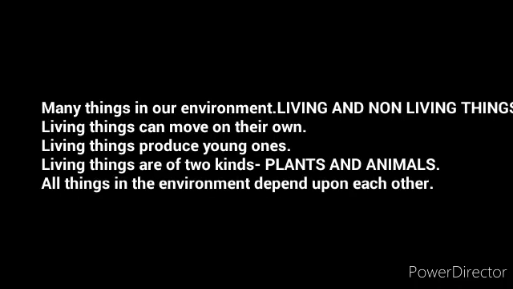Now we will see what we have learned. We have learned that there are many things in our environment. Some of them are living things and some are non-living things. Living things can move on their own. Living things need food. Food helps them to grow. Living things can produce young ones like themselves. Living things are of two kinds, plants and animals. All the things in the environment depend upon each other.